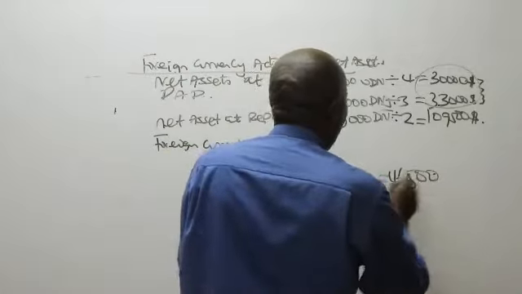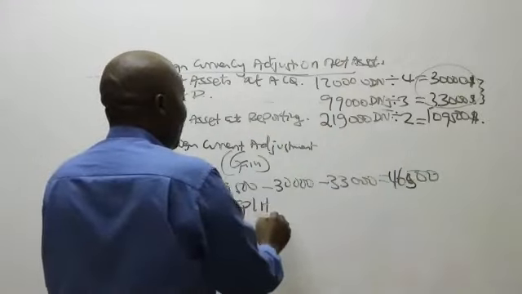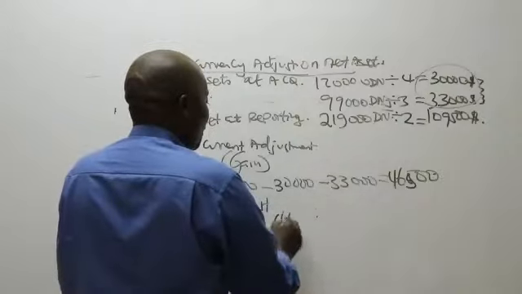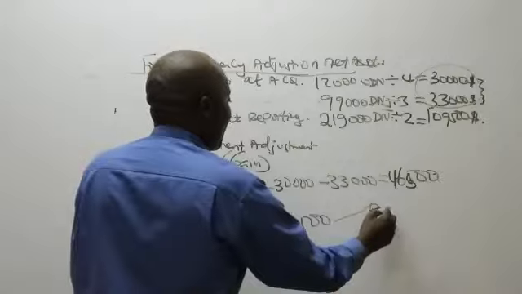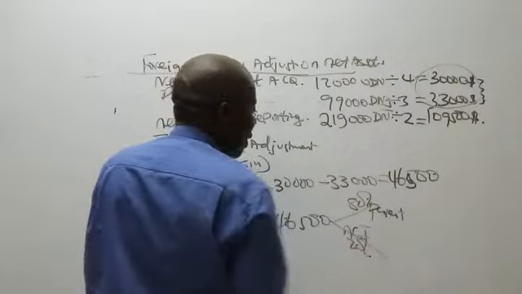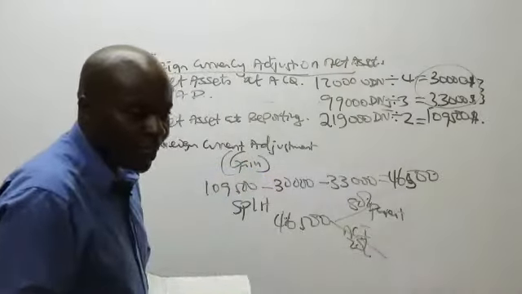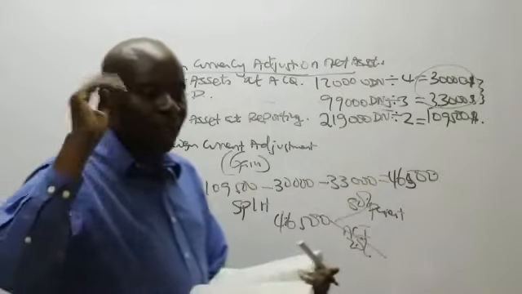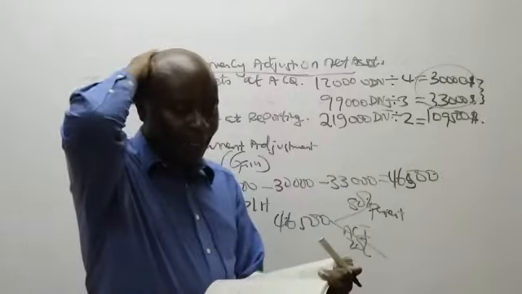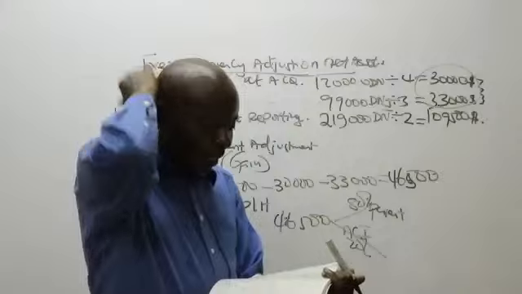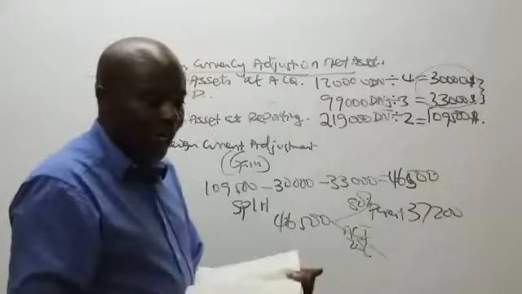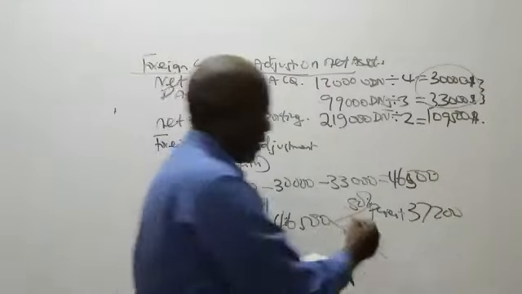So this is 46,500. You split it. Parent takes their share: parent gets 80% and NCI gets 20%. Split immediately. Please ask questions by typing there. So parent should be 37,200. How about NCI? 9,300. NCI 9,300. Thank you very much.